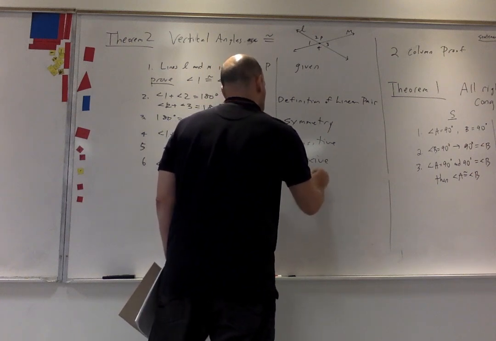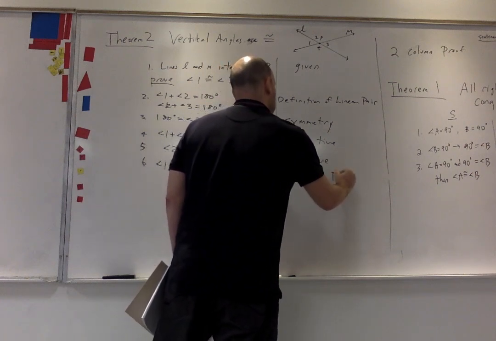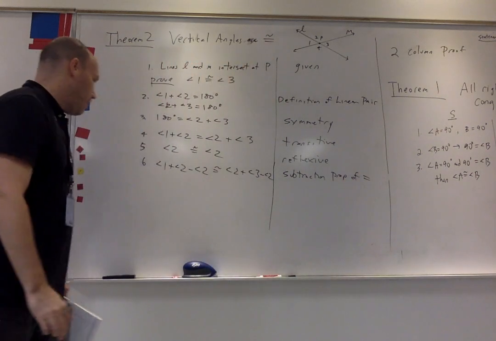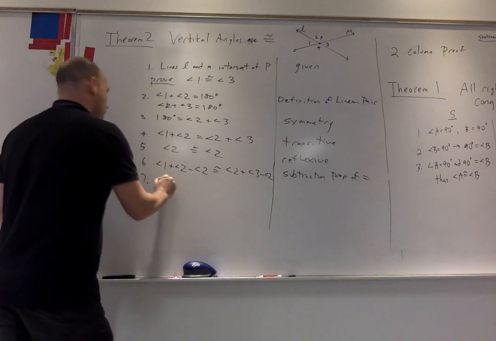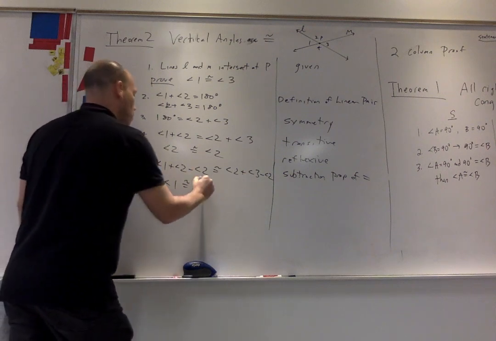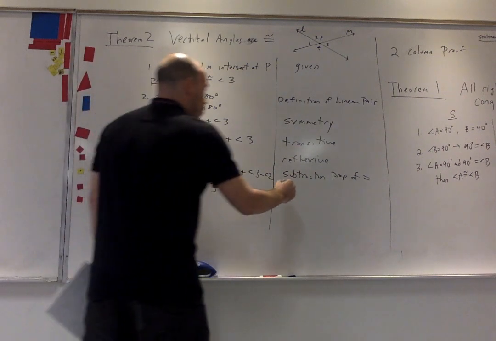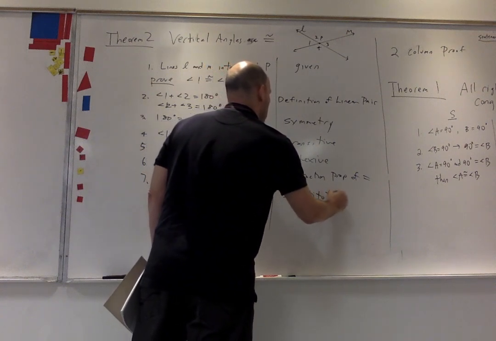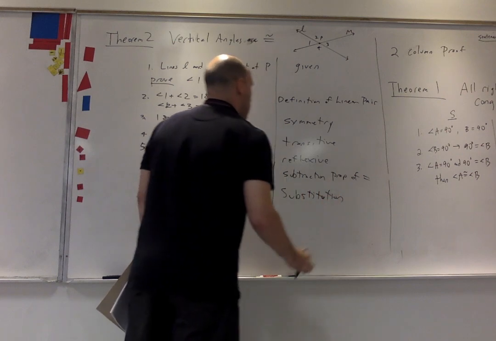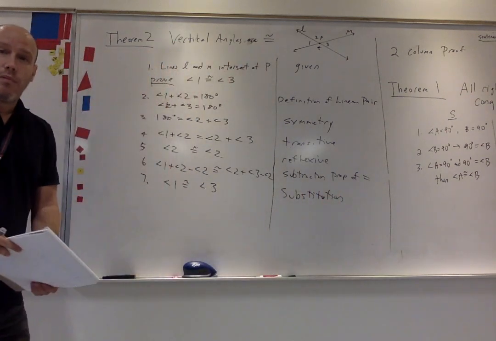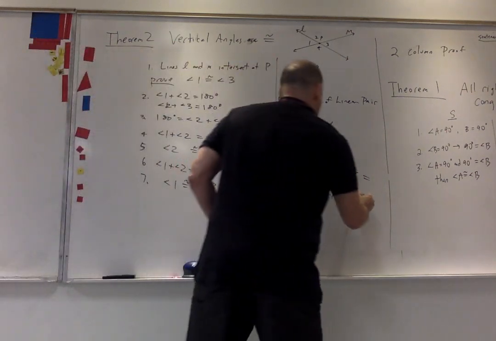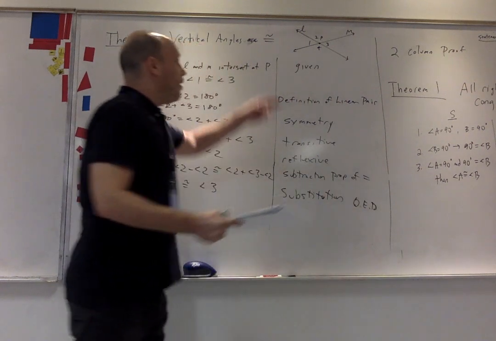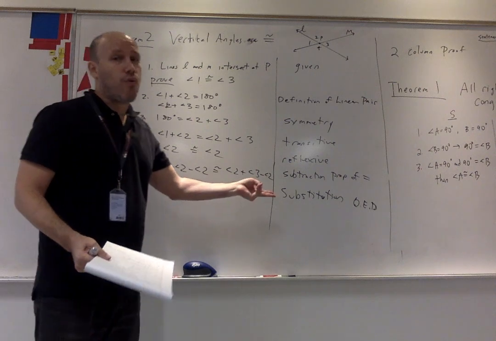Subtraction property of equality. Next, angle 1 is equal to angle 3. We're just going to say substitution. And we're done. We're finished. And what we've shown is that vertical angles are congruent.